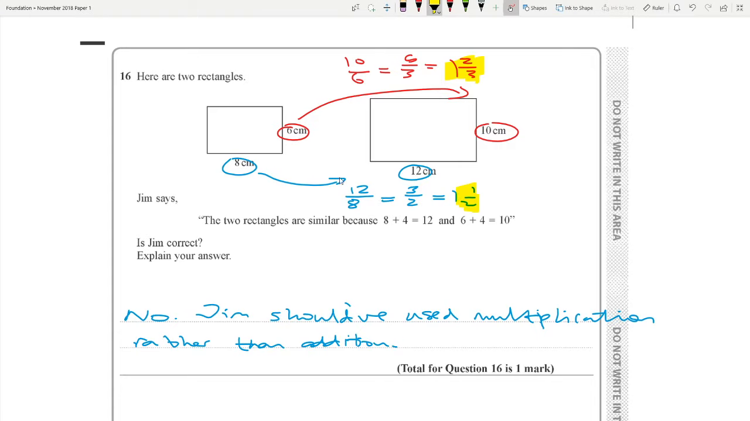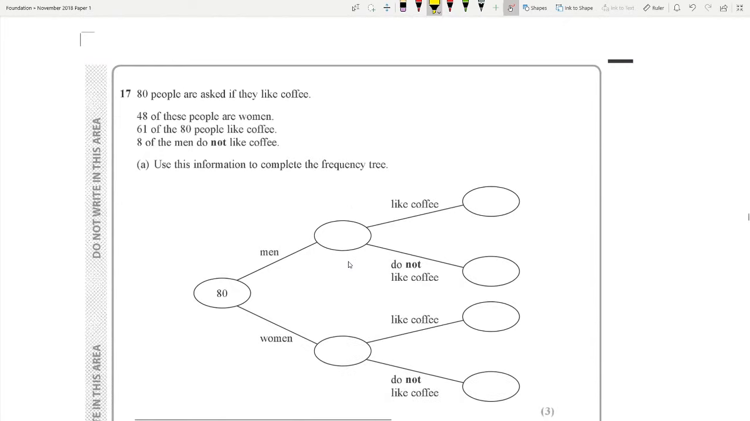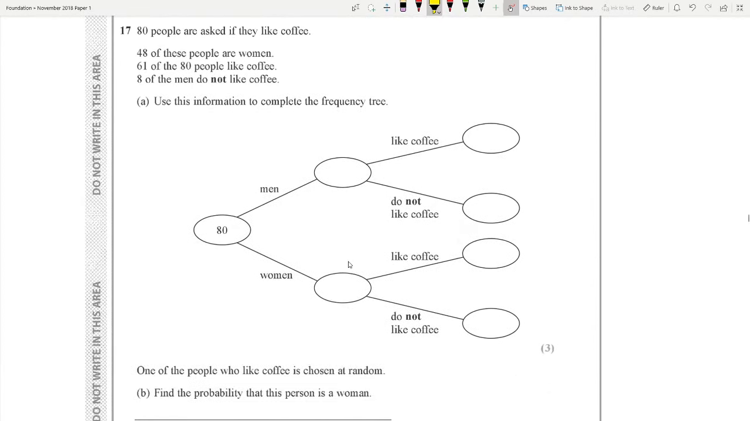Now I did this as an extra to show you why it's wrong, but just understand what we've done here. That suffices as an answer. He used addition, that's wrong. He was supposed to use multiplication. Alright, moving on to question number 17. We've got a frequency tree here.